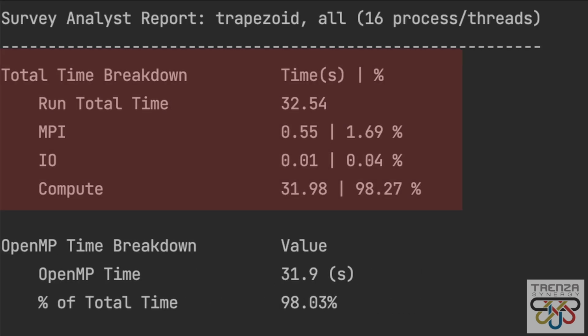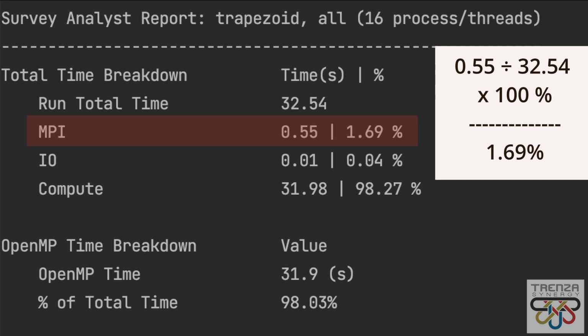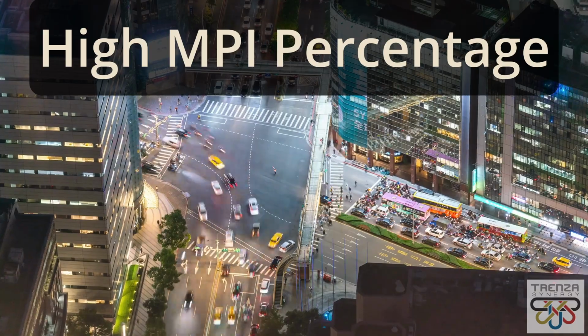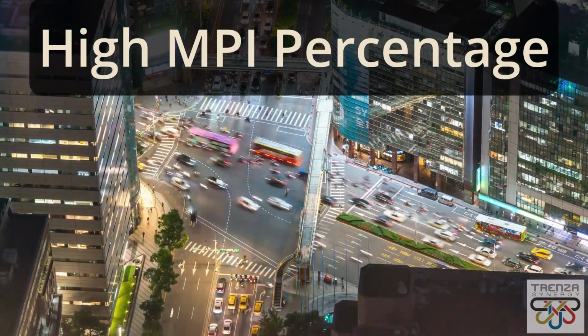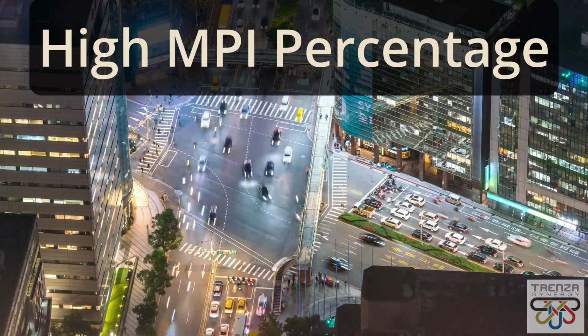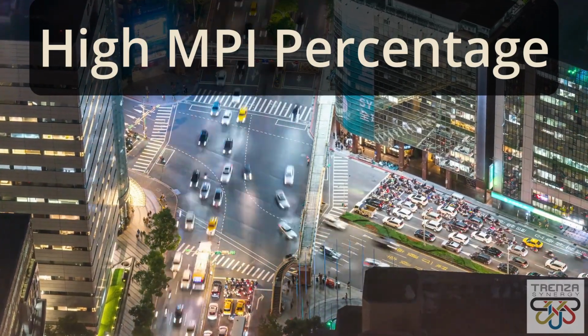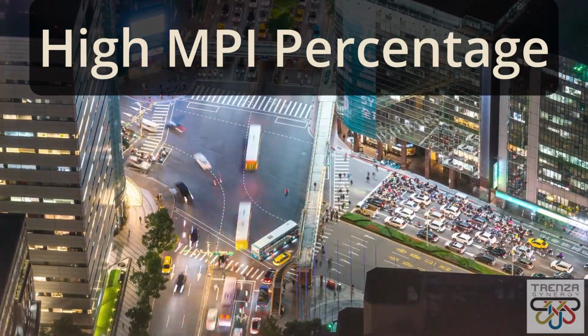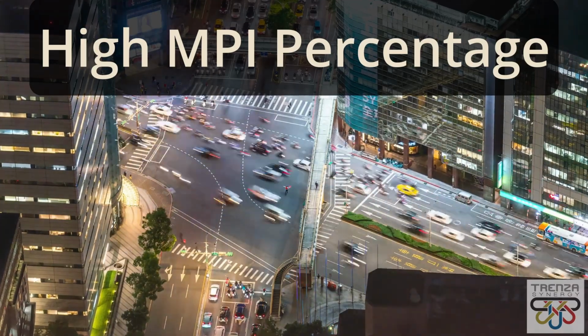The next section shows you the run's balance of MPI, I/O, and compute resources. The MPI percentage is calculated by determining the amount of time spent in MPI operations and comparing that to the overall job time. A high percentage of MPI usually indicates that the application is spending most of its time passing messages between nodes instead of doing other kinds of useful work. This usually is not a good sign of resource efficiency.